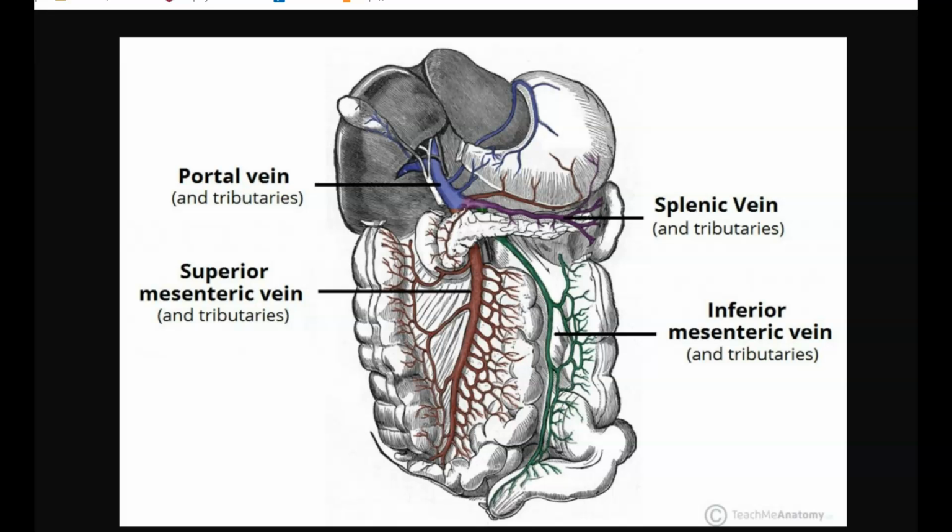So splenic vein, of course, is going to drain the spleen, and this vessel then drains into the portal vein, which takes all of this nutrient-rich blood into the liver. The other vessel we see here in red is going to be the superior mesenteric vein that will drain the small intestines and the proximal portion of the colon. And this also drains up into the portal vein.